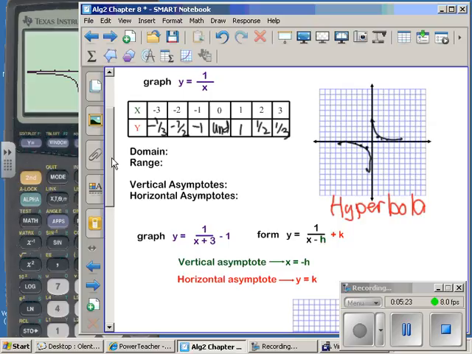Now, if we looked at the domain of this hyperbola, what's the domain of this one? Of this graph? What can x be? Everything but 0. So the domain would be that x cannot be 0, or all reals except 0. 0 never, ever, ever. We just said that in this equation. How about the range of this function?